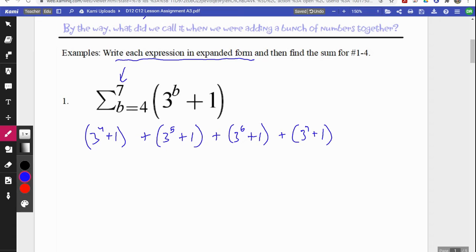So we just need to calculate, basically simplify, this expression. I wrote it in expanded form, and it is equal to this. So 3 to the 4th is 81, plus 1 is 82. 3 to the 5th is 243, plus 1 is 244. 3 to the 6th is 729, plus 1 is 730. And 3 to the 7th is 2187 plus 1, so 2188. And then we have to add them all up, and then we have to find the sum.